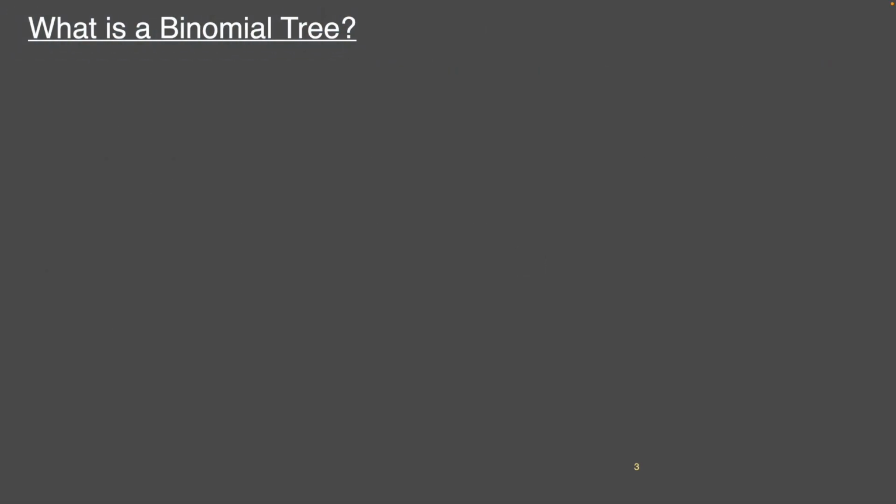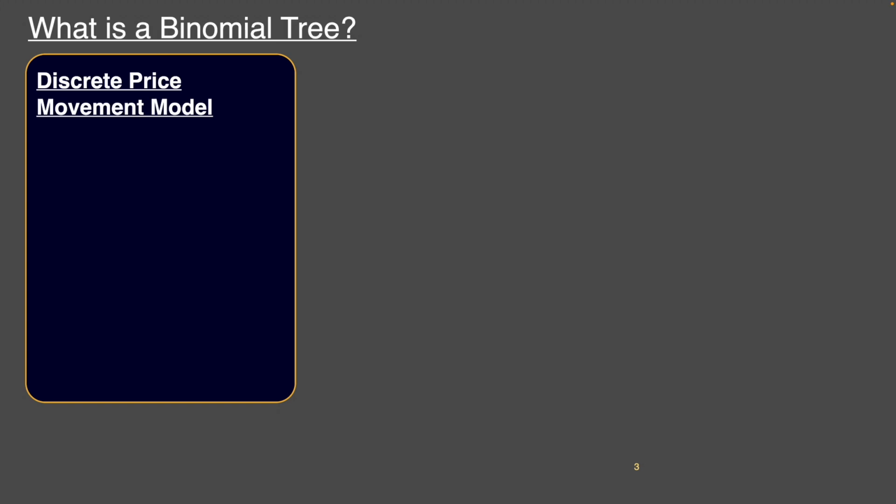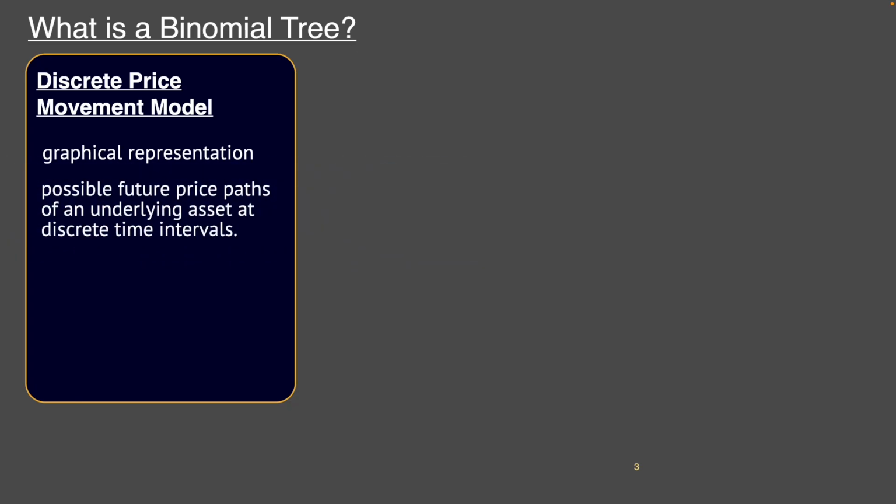So what exactly is a binomial tree? See, it is first of all a discrete price movement model. What is discrete price movement? The price movement is shown in the binomial tree as movement of the price in very small steps. Okay, so it is basically a graphical representation and it represents the possible future price of an underlying asset at discrete time intervals. So if you are taking any underlying asset, what will be the path traced by the price of that underlying asset? That will be represented graphically using the binomial tree.